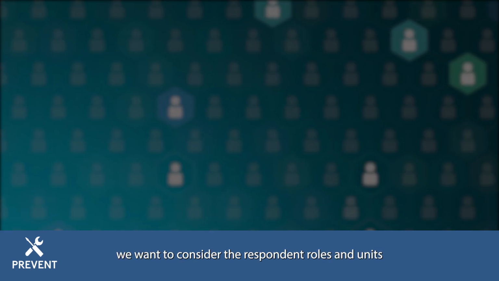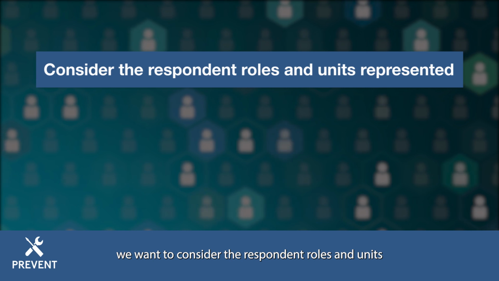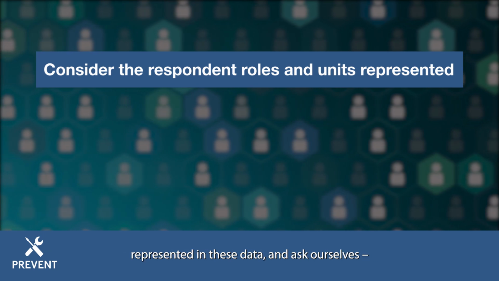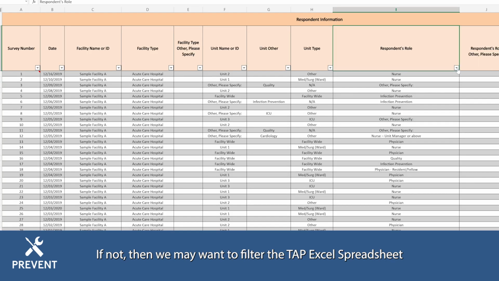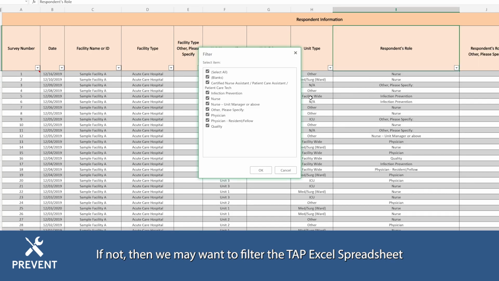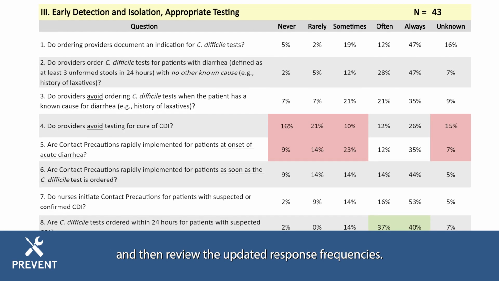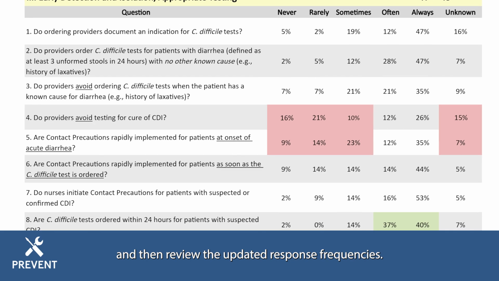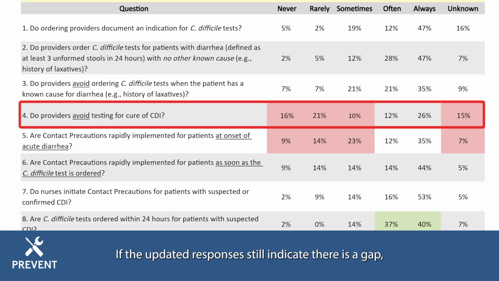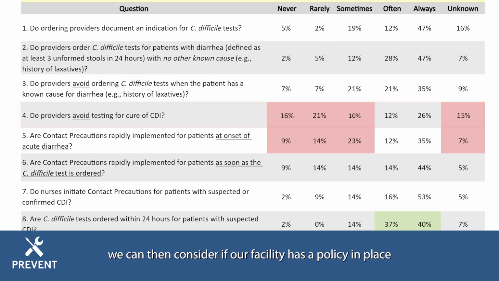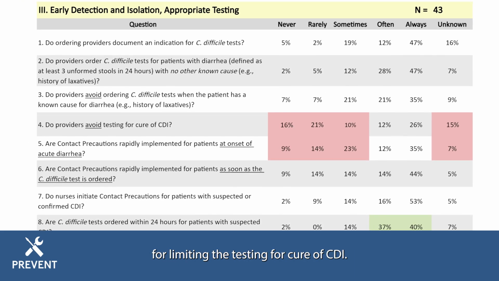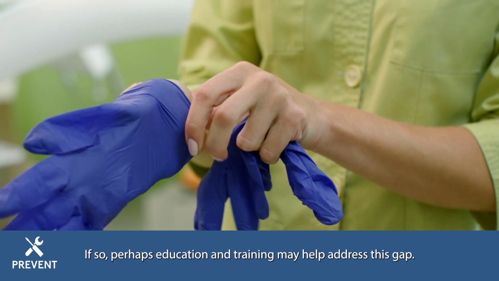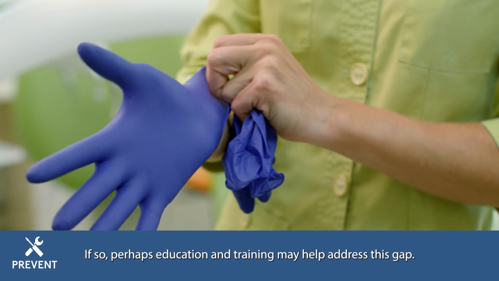As we discussed, we want to consider the respondent roles and units represented in these data and ask ourselves, should the majority of respondents be aware of this concept? If not, then we may want to filter the TAP Excel spreadsheet to subgroups of respondents for which this is relevant, and then review the updated response frequencies. If the updated responses still indicate there is a gap, we can then consider if our facility has a policy in place for limiting the testing for cure of CDI. If so, perhaps education and training may help address this gap.